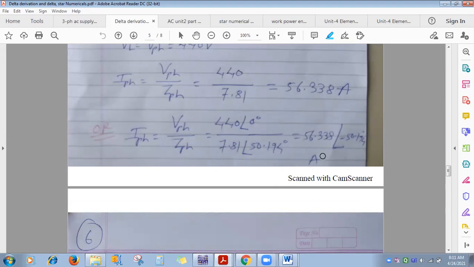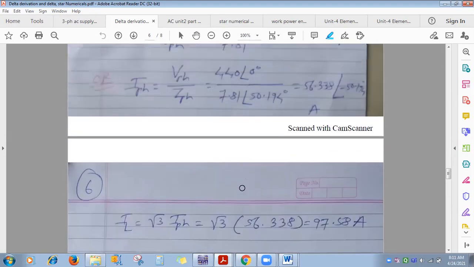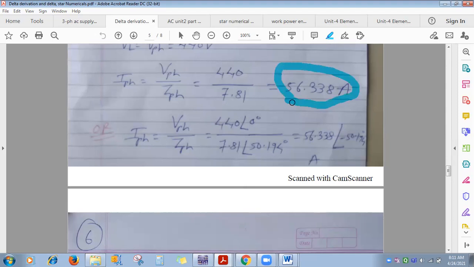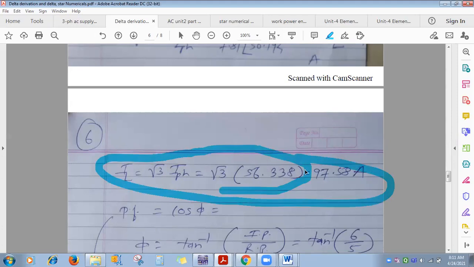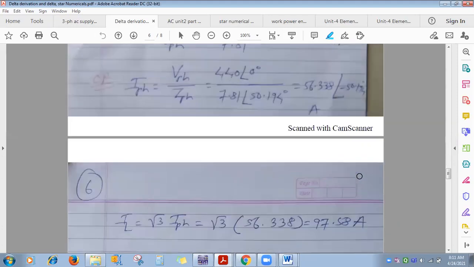Yes ma'am. Okay? Now IPH you have magnitude. So into √3 will be the IL. Okay. Now because this relationship we know. Okay. So it will be like this.